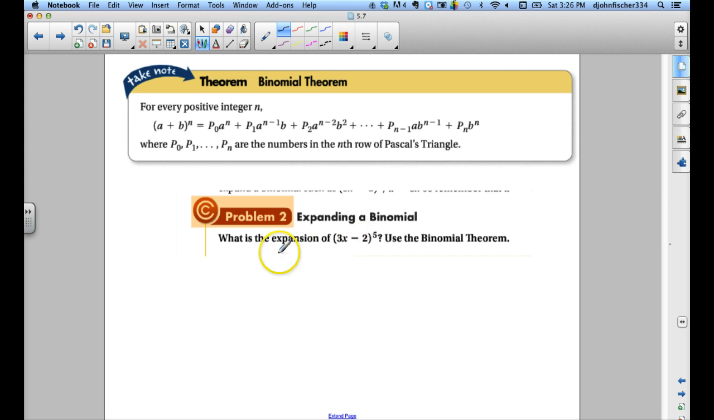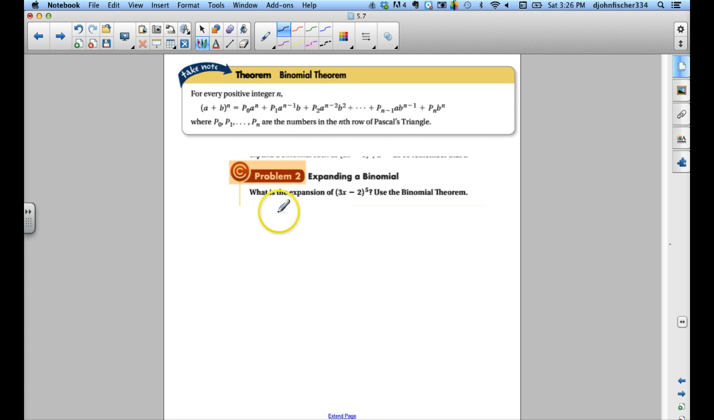Now, first of all, when we do a problem like this, we're going to have to work it out a little bit harder here. I'm going to rewrite this as 3x plus a negative 2 to the 5th power. This is my A, this is my B. Now, if I think about to the 5th power, I'm going to do this in 2 steps.